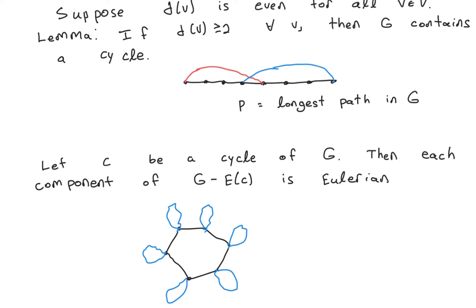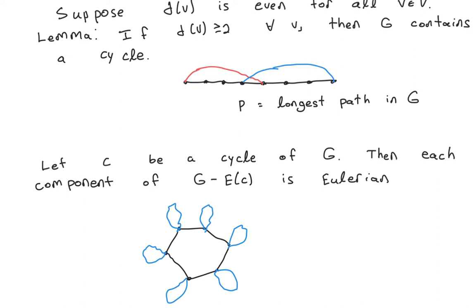If every vertex has degree at least 2, the smallest even number, then G has to contain a cycle. One way to prove that is to take the longest path possible in G. So if it's a connected graph, it has to have paths. One of them has to be the longest possible. That's not necessarily unique, just pick one of them. We'll take a vertex on the end.